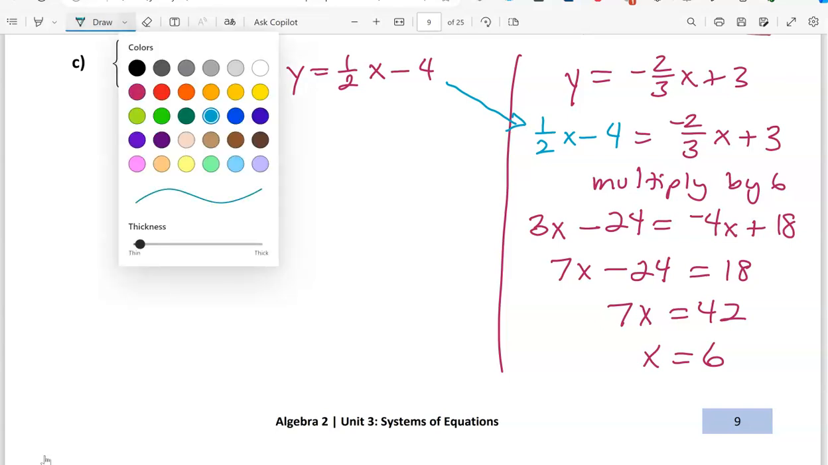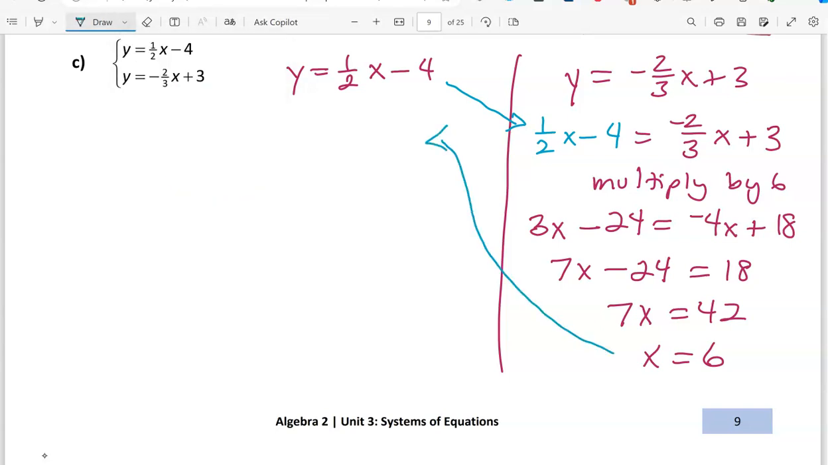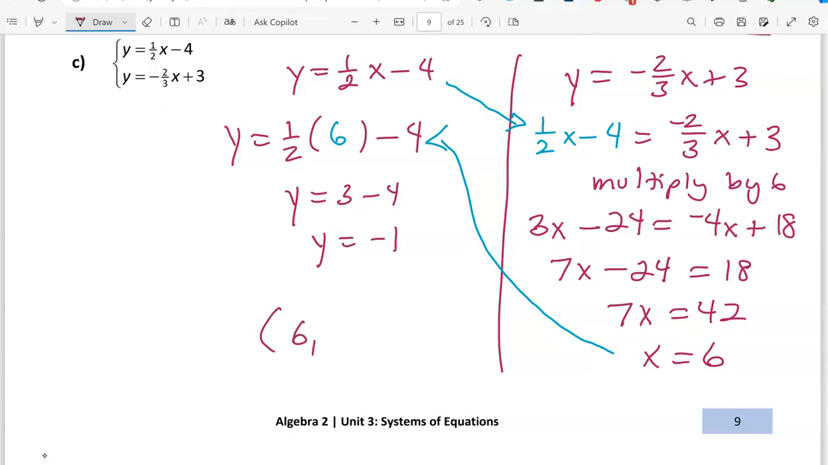We can take that information and go back to the first column. The y value is equal to 1/2 times the x value minus 4. And now we know that x is 6. So that's y equals 3 minus 4, which is negative 1. Make sure to write your solution in ordered pair form, (6, -1), x, y, with parentheses around it.